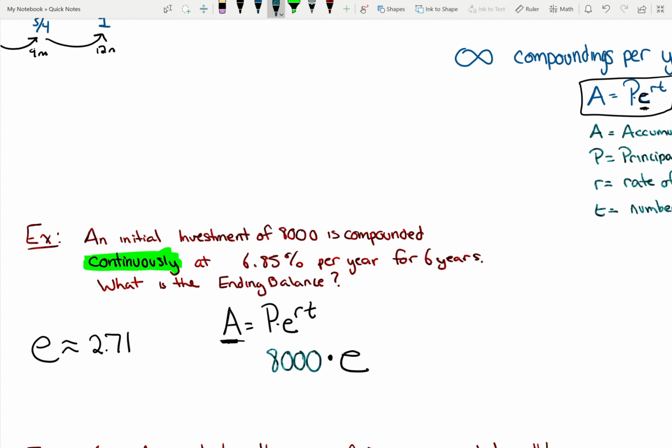Okay, so my principal value was $8,000. Then I have E, Euler's constant. And I'm going to raise E by the interest rate, which is 6.85%. How do I write 6.85% in decimal form? Well, all I do is I take this decimal and I move it to the left by 2 spaces. So it's 0.0685. And now I fill in for T. What is T? T is the number of years this whole thing is going on for. And the question tells us that it's going on for 6 years. So right here.